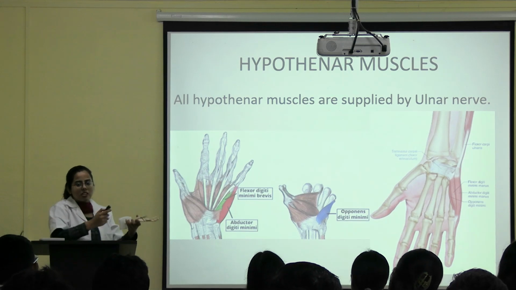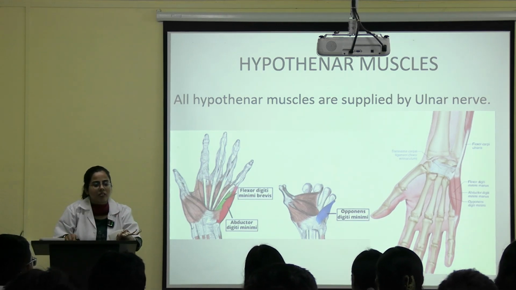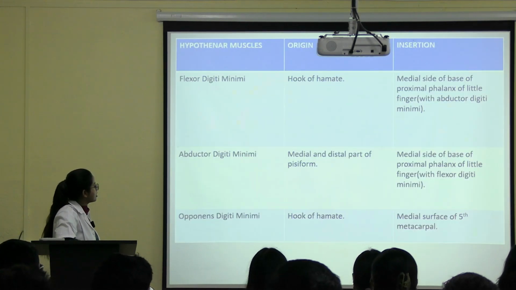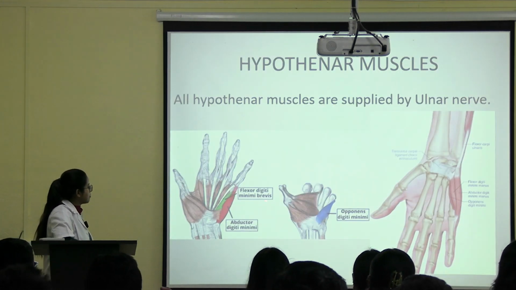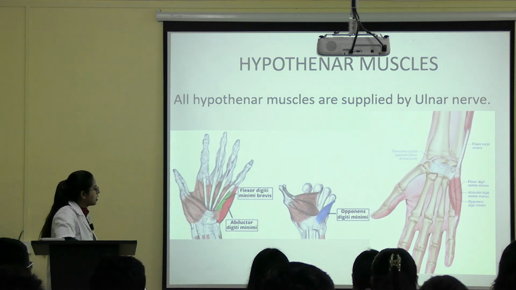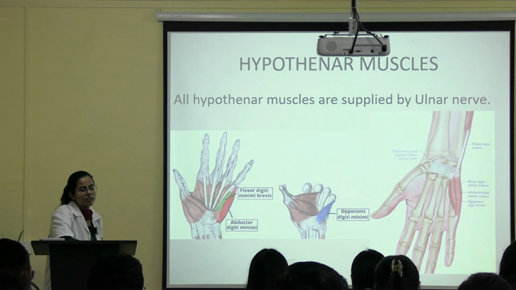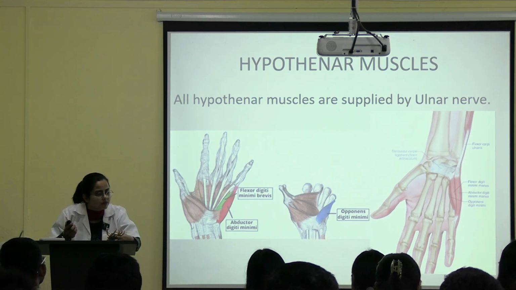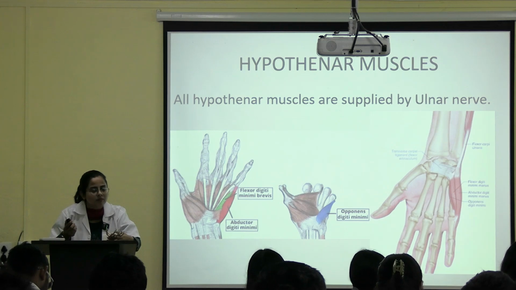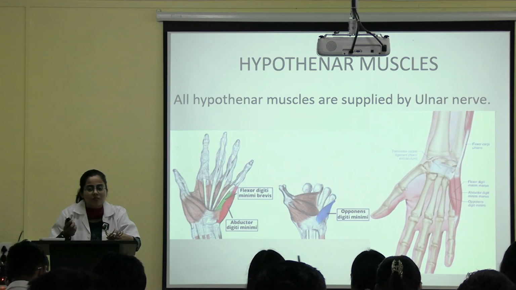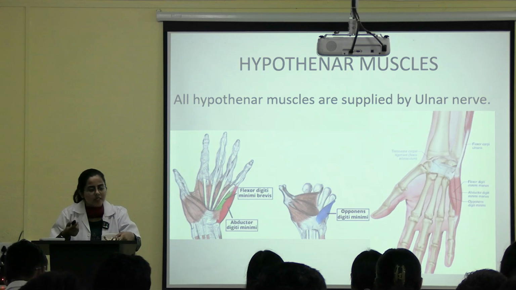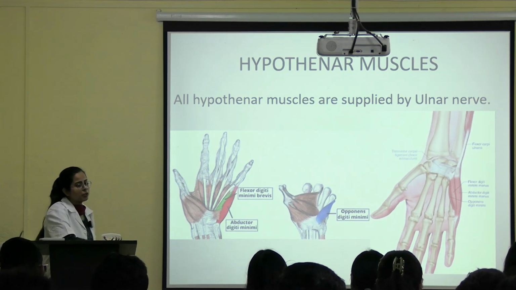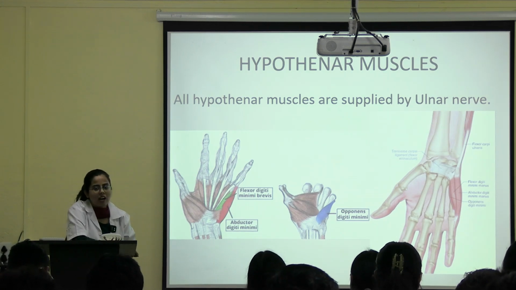Now hypothenar. Which region is hypothenar? Okay, so what are the muscles in hypothenar region? Flexor digiti minimi brevis, abductor digiti minimi, opponens digiti minimi. Can you remember what are the muscles of thenar eminence? No, thenar eminence I said. Yes, tail. Adductor pollicis. Now hypothenar muscles are supplied by ulnar nerve.